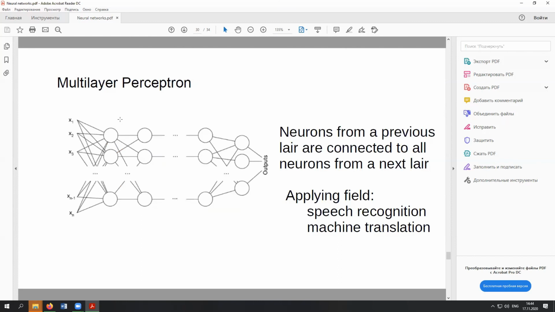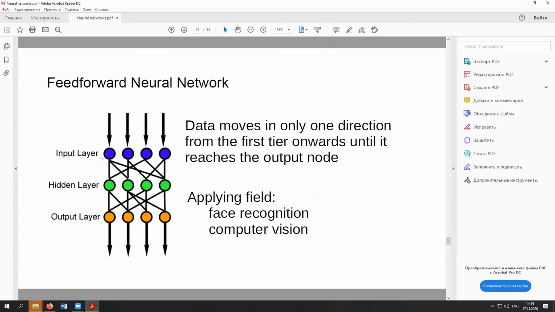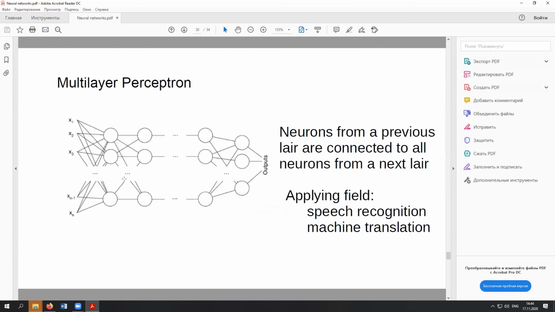Multi-layer perceptrons are the networks where we have all the connections. On the previous slides, we didn't say anything about the amount of connections. There might be all neurons from one layer connected to all neurons from the next layer, maybe not. It doesn't matter in the first type of networks. Here we expect every neuron from one layer to be connected to every neuron from another layer. These networks are most likely used for speech recognition. Somewhere in the Google Helper, there is a neural network with this structure.